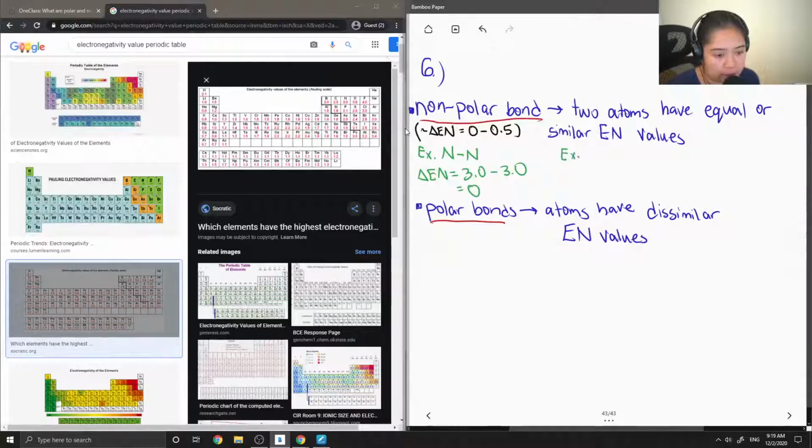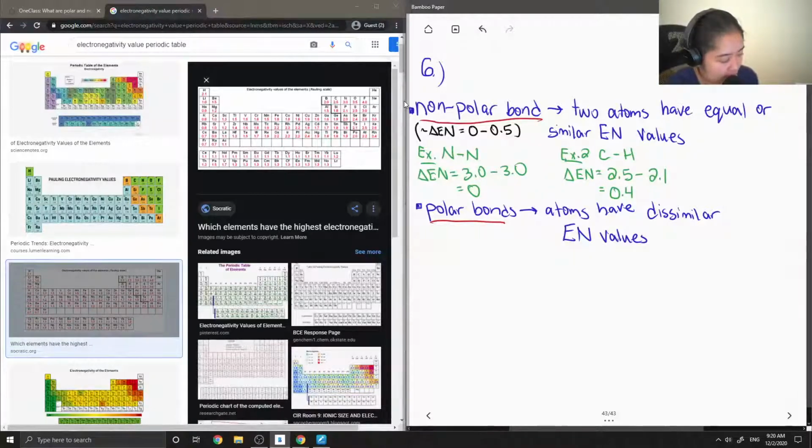So let's have another example where we have a carbon-hydrogen bond. If we were to calculate its difference in electronegativity, carbon is right here, so it has an electronegativity value of 2.5, whereas our hydrogen up here has an electronegativity value of 2.1. So the difference between the two is only 0.4. So therefore we can say that the carbon-hydrogen bond is also nonpolar.